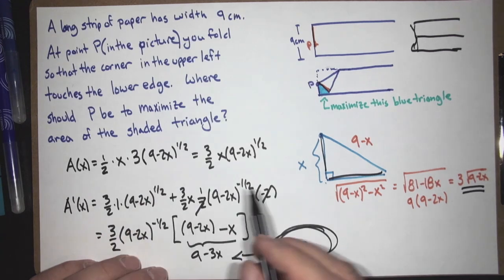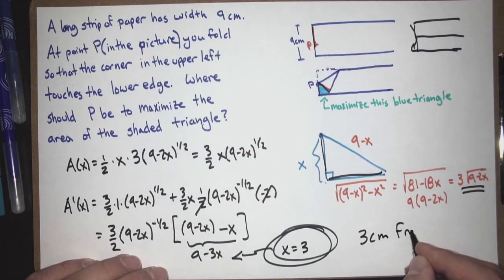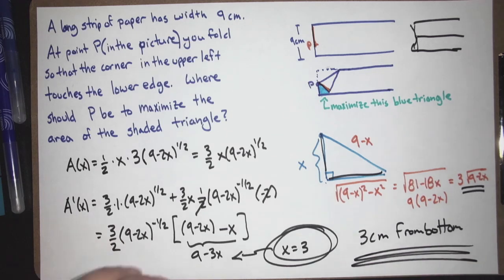So where should P be to maximize the area of the triangle? It should be 3 centimeters from the bottom. That's where we should fold. All right. And we're out of time. So all those problems we could have done.